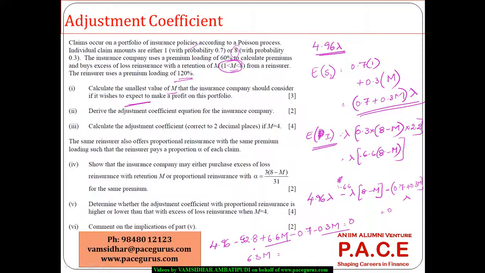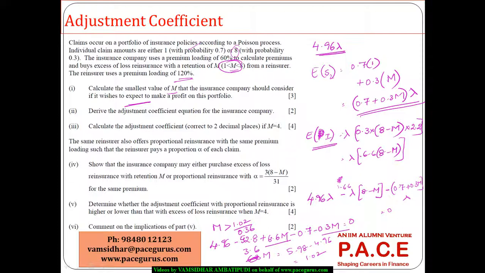So this is working out to 6.6m minus 0.3m, which is 3.6, is equal to 5.28 plus 0.7, 5.98 minus 4.96, which is 1.02. So m has to be definitely greater than 1.02 by 0.36.